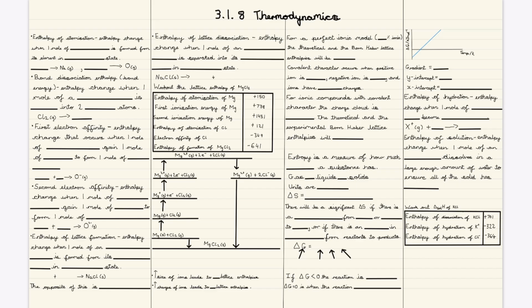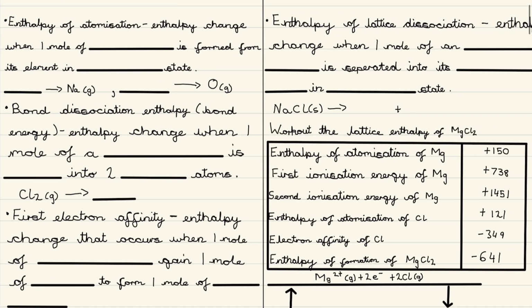So the first chapter of A-level physical chemistry is thermodynamics, and to begin with you want to make sure that you know all your definitions.